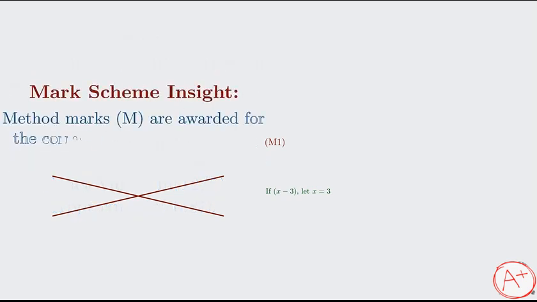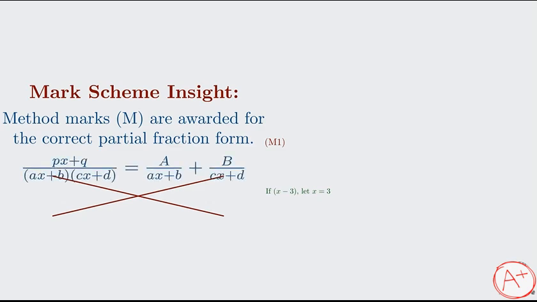Here is a key insight. Method marks are often awarded for the correct partial fraction form. Even if the constants a and b are wrong, never leave the page blank. Even if you are stuck on the algebra, set up the a over linear term plus b over linear term structure to secure early marks.